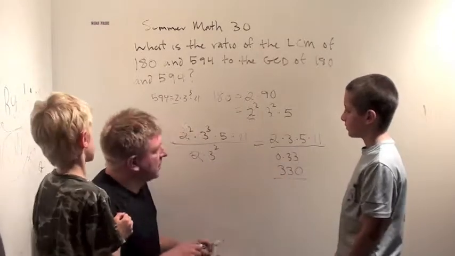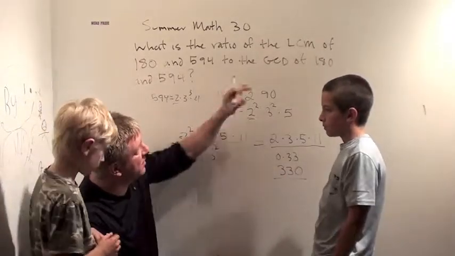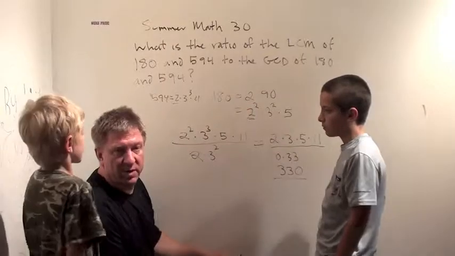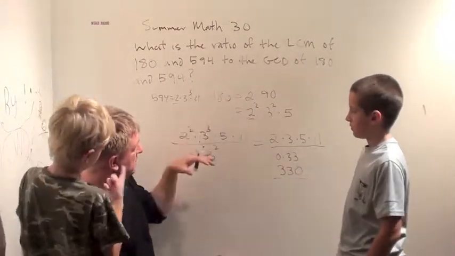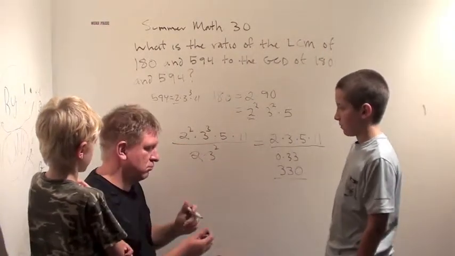Cool. There we go. So there's the ratio of the least common multiple to the greatest common divisor. You had to factor, then find out the least common multiple and the greatest common divisor.